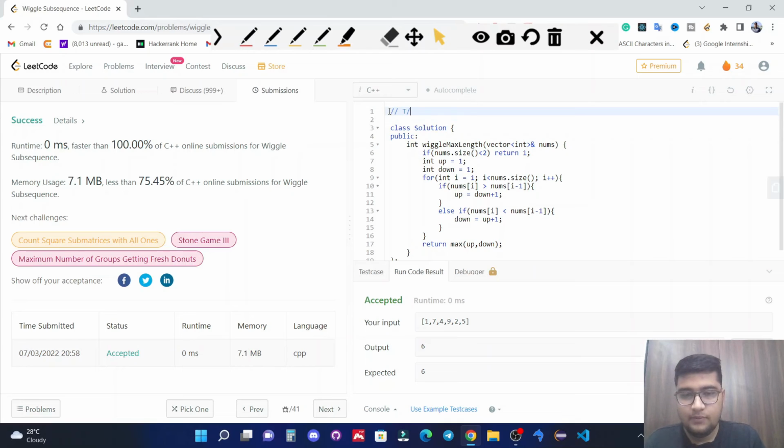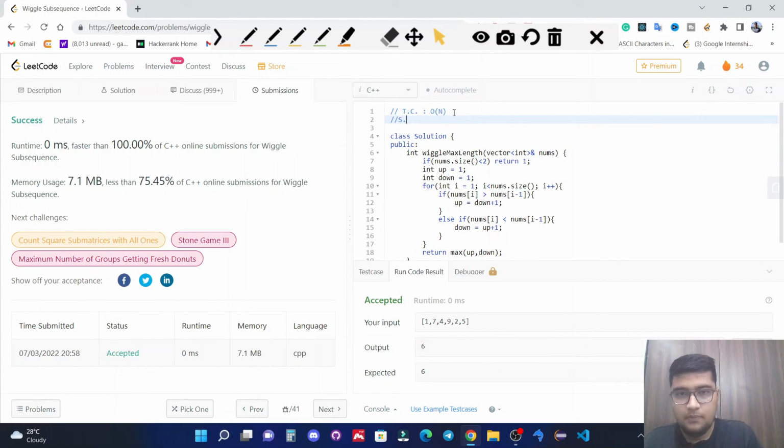The time complexity of our solution is O(n), since we are iterating through all the n elements, and the space complexity of our solution is O(1), since we are storing constant space here. And this is basically the most optimized approach to solve this question. I hope the approach and solution is clear to you.